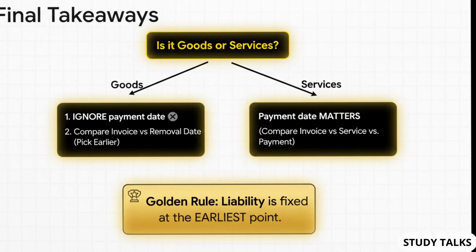Here it is, your cheat sheet. Step 1. Every single time, ask yourself, am I dealing with goods or am I dealing with services? If it's goods, I want you to mentally just cross out the payment date. It is noise. It is there to trick you. Then, you just compare the invoice date and the removal date. Pick the earlier one. Done.